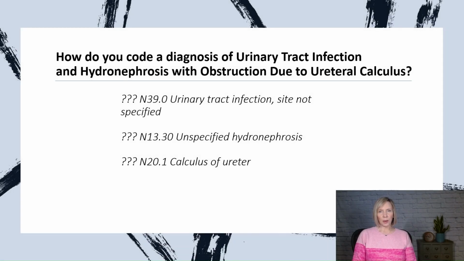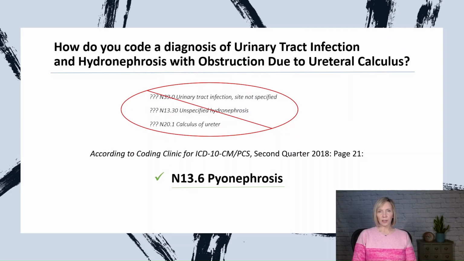So how do you code a diagnosis of urinary tract infection and hydronephrosis with obstruction due to ureteral calculus? At first glance, you may think that this diagnosis would require 3 codes, one for the urinary tract infection, one for the hydronephrosis, and one for the ureteral calculus. It actually only requires 1 code to capture all 3 diagnoses. The correct code to use in this case is N13.6, pyonephrosis.